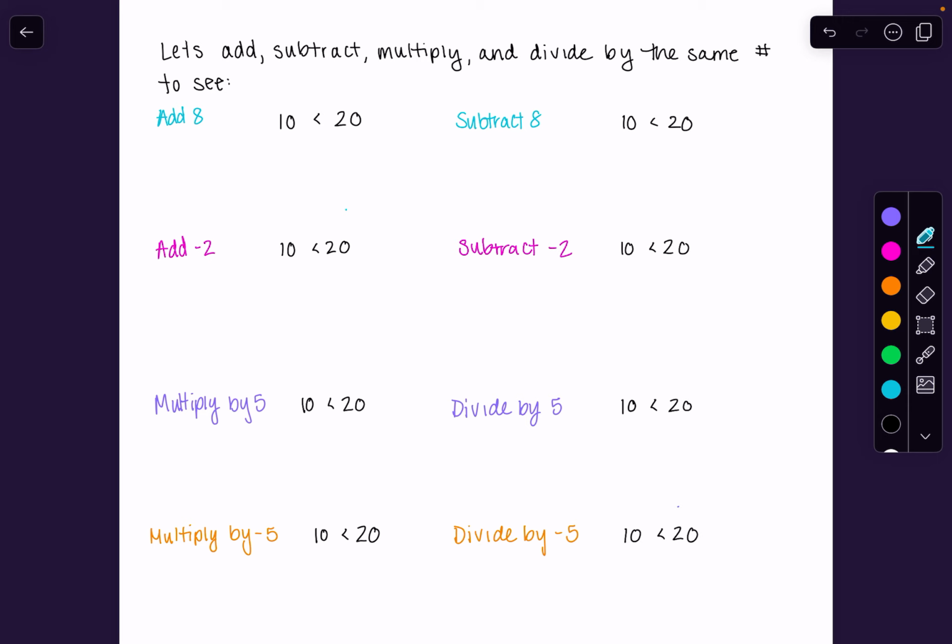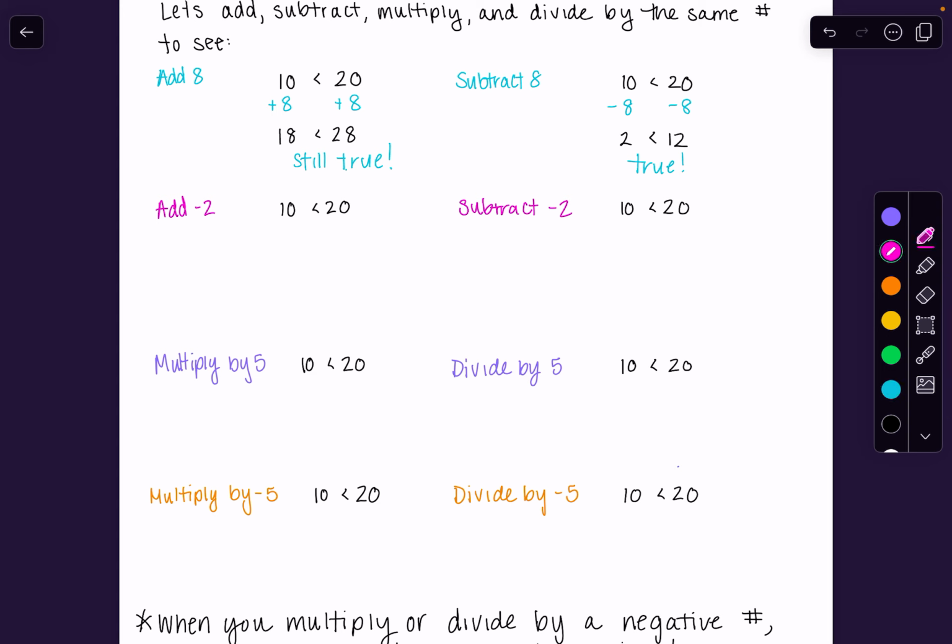So if I have 10 is less than 20, that's true. I'm going to go ahead and add 8 to both sides. And in doing so, that tells me 18 is less than 28, which is still going to be true. So this is good. Adding a positive number did nothing. If I go ahead and subtract 8 from both sides, we're starting still with the same statement we know is true. 10 minus 8 is 2. 20 minus 8 is going to be 12. So this is still true. So adding or subtracting a positive number did nothing.